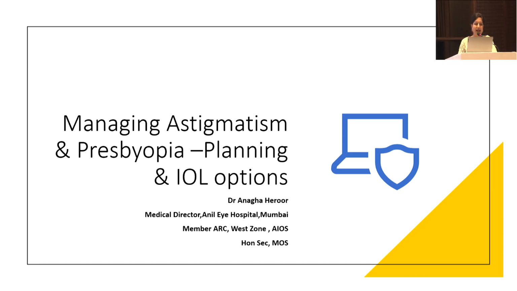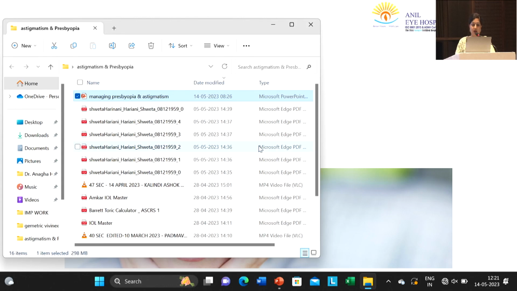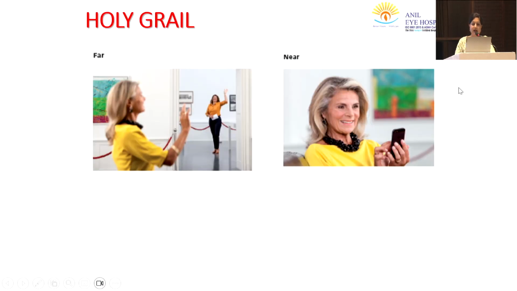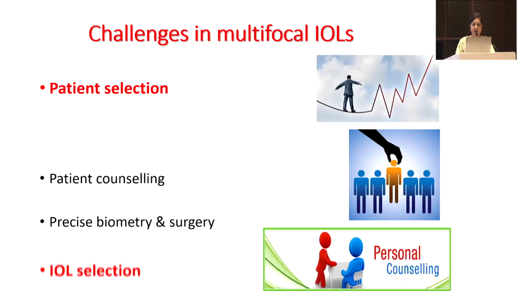So my topic would be managing astigmatism as well as presbyopia. These are the two culprits that cause blurred vision, both presbyopia as well as astigmatism. So a simple monofocal today is not the one-stop solution. The yardstick is the 20/20 youthful unaberrated human eye, which obviously we cannot meet, but we plan to meet. And the holy grail today is to give good far, good near, and good intermediate vision.